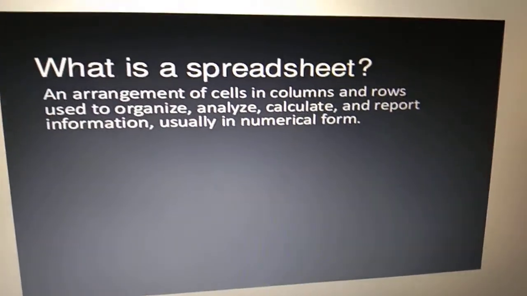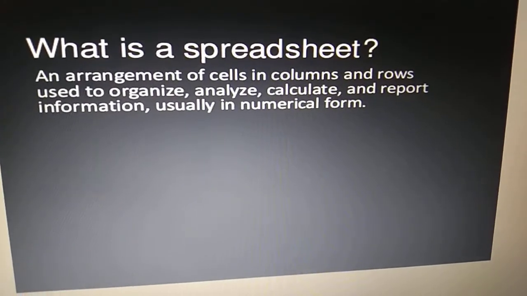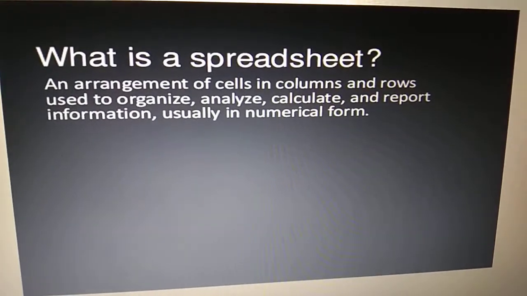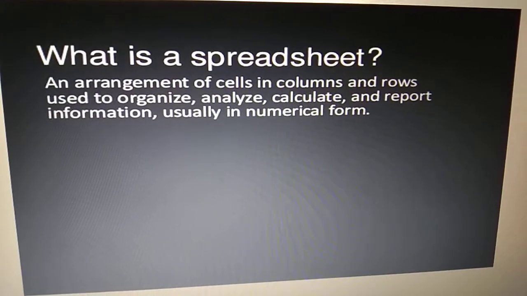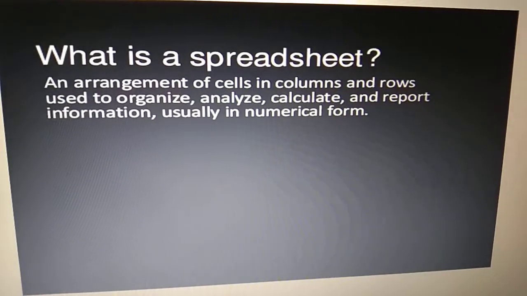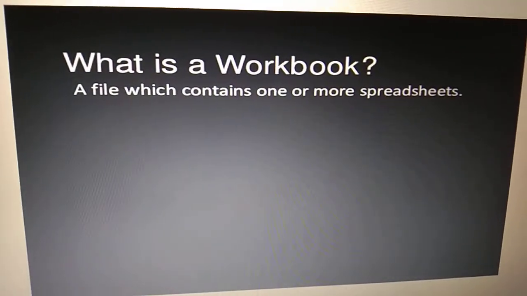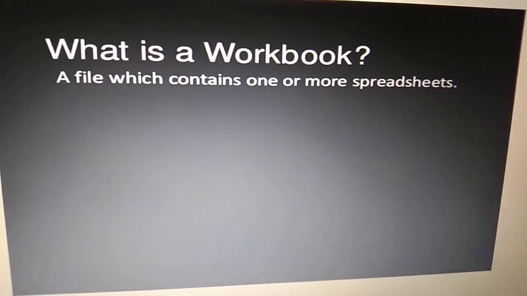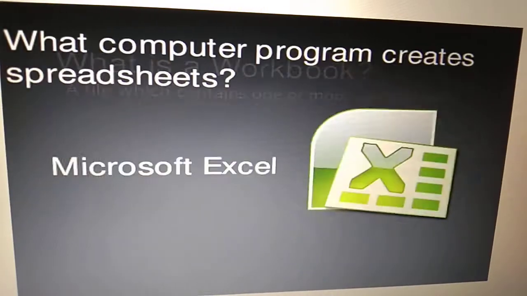First of all, we start with the introduction part, that is, what is the meaning of a spreadsheet. An arrangement of cells in columns and rows that is used to organize, analyze, maintain, calculate and report information in numerical form. It also includes another component, that is the workbook. A file that contains one or more spreadsheets is called a workbook.